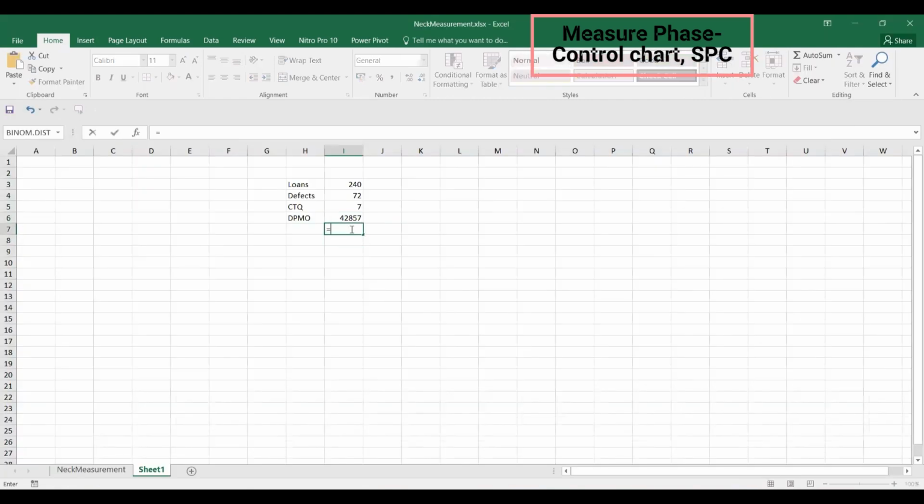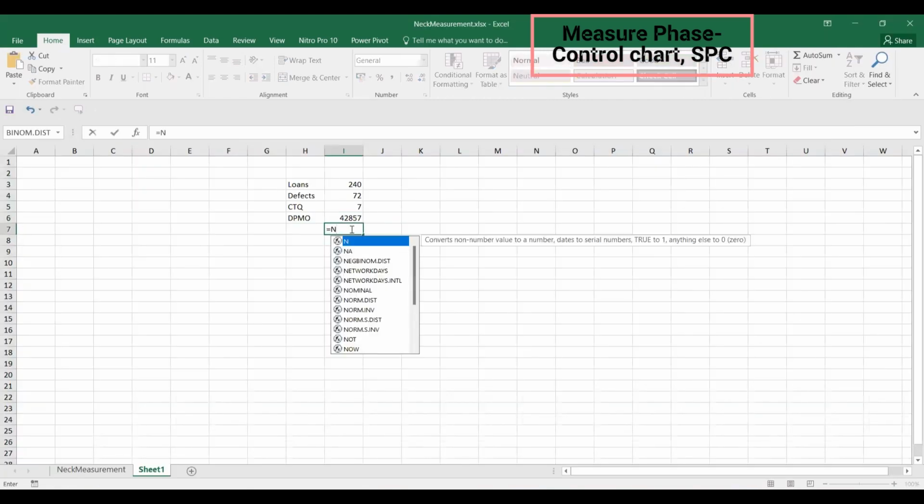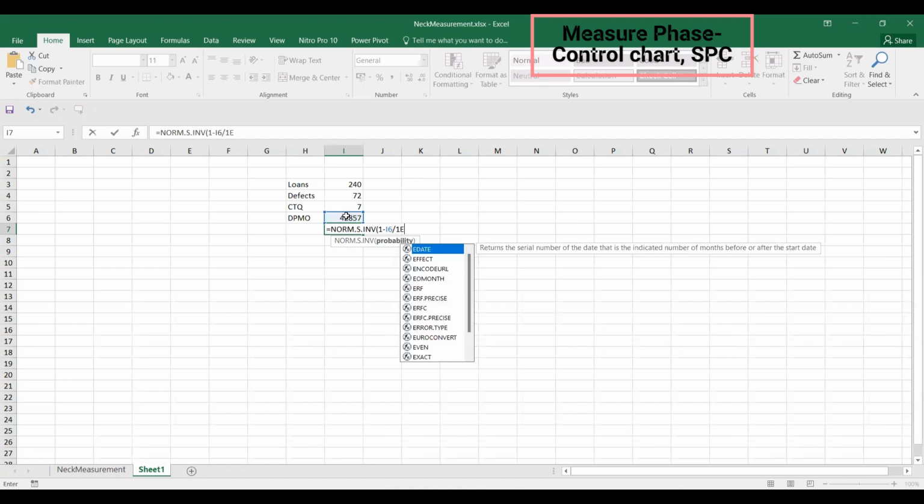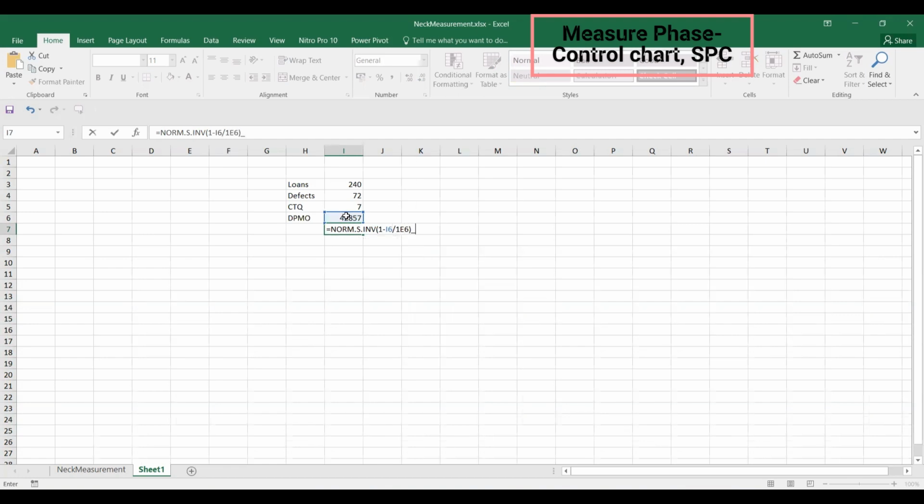You can easily find the sigma value. Just put this one normal: inverse of the standard normal cumulative distribution, and then 1 minus. In the past videos, I talked about how to calculate this. I'm just going through it fast, and then this plus 1.5 when you're talking about the Z shift, right? So 3.2 is the sigma value.